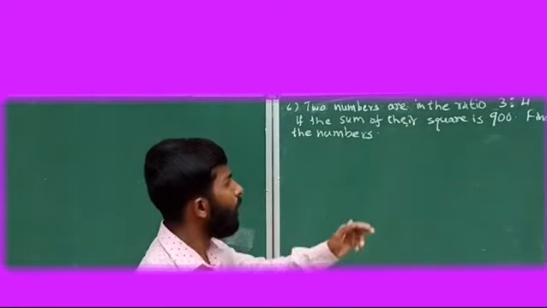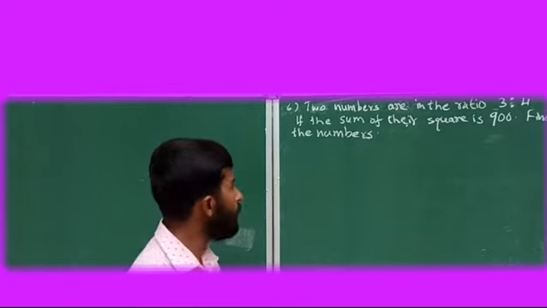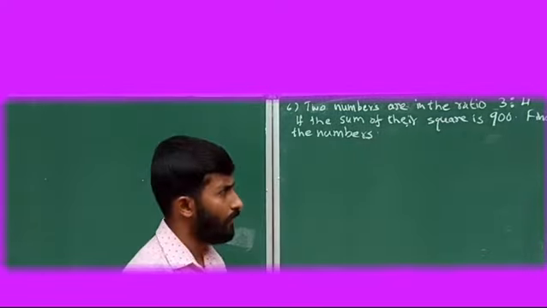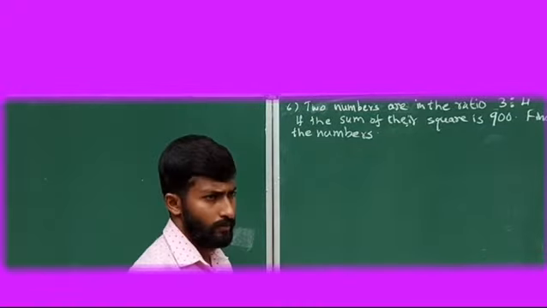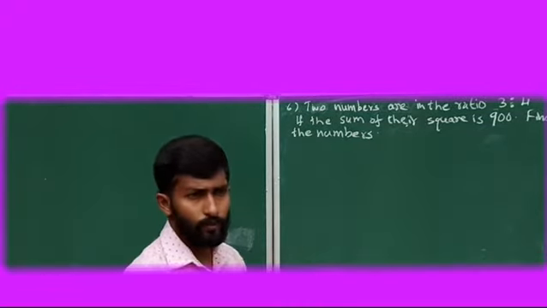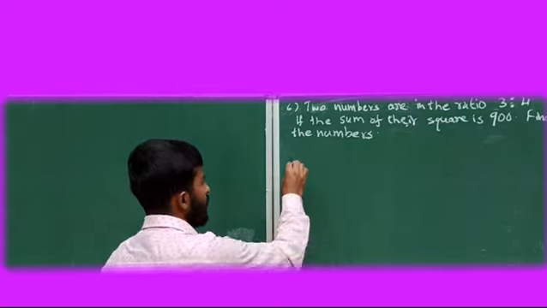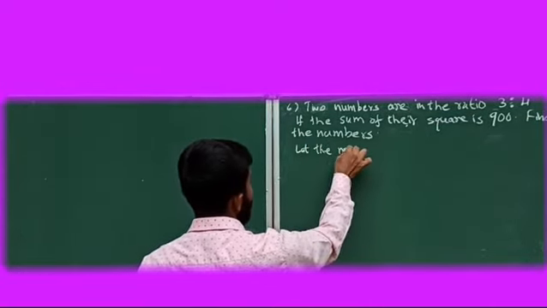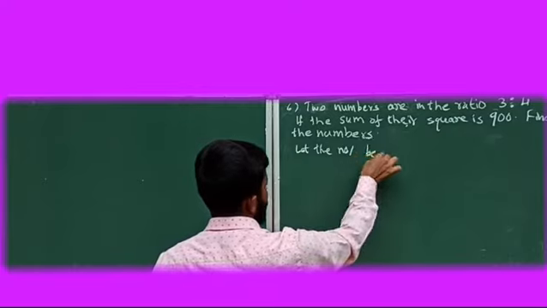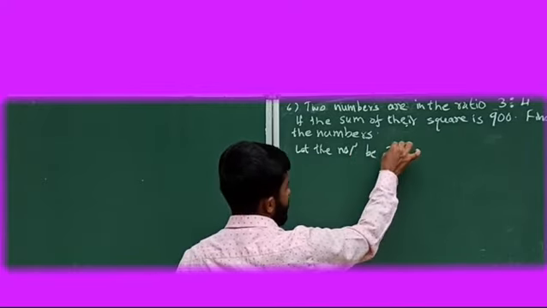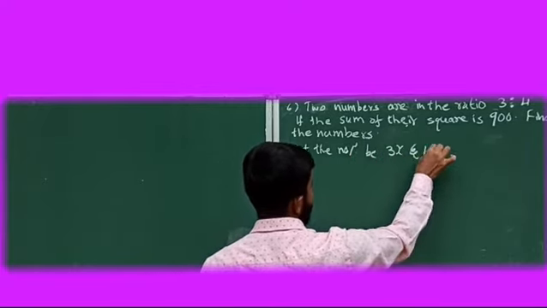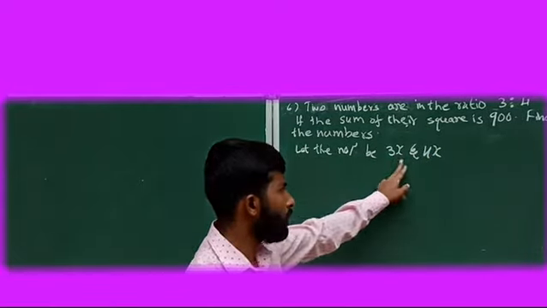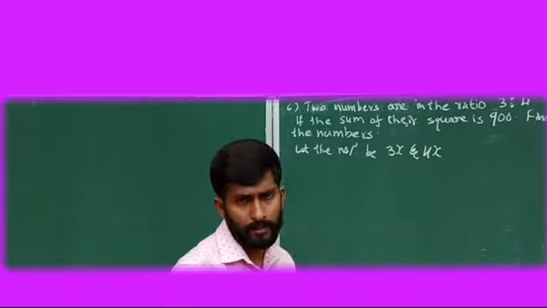Two numbers are in the ratio 3:4. If the sum of their squares is 900, find the numbers. Okay, the ratio of two numbers is given. So I am taking, let the numbers be 3x and 4x. Since ratios are given, I am taking a common number x. 3 into some number x, 4 into the same number x.